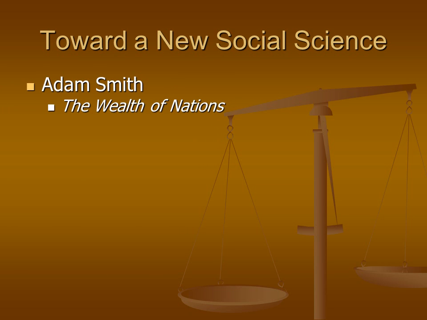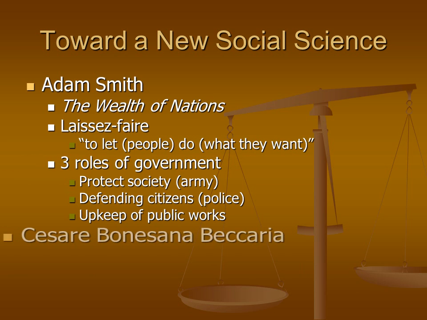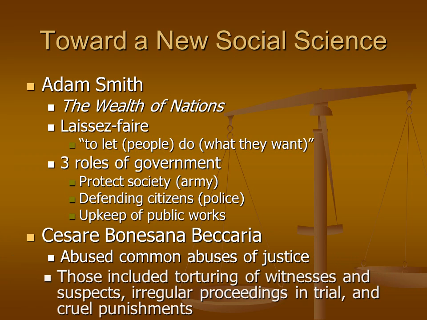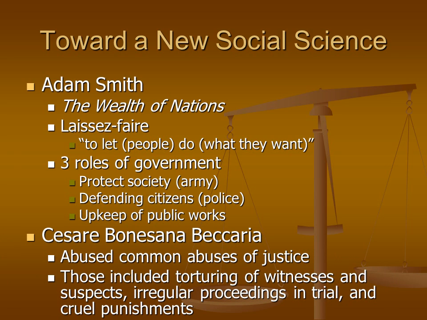Adam Smith. Adam Smith is our philosopher. He writes on the wealth of nations, laissez-faire, the three roles of government. His idea is that the people should be able to do what they want. And basically that means within the confinements of the government. And also he applied it more to the economic side than to anything else. So government should keep its hands out of business, basically, is what Adam Smith was talking about. He said that the three roles of government were to protect society, defend the citizens, and then upkeep the public works, roads, plumbing, whatever else. Okay?